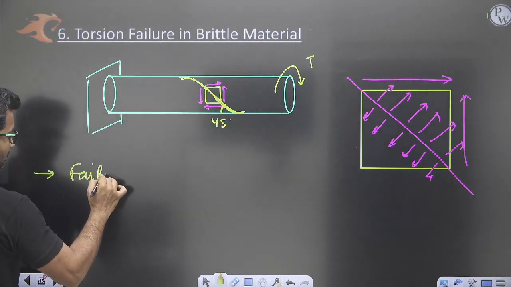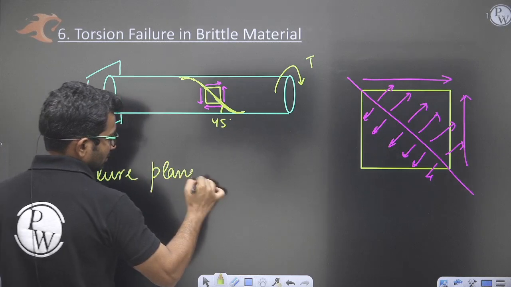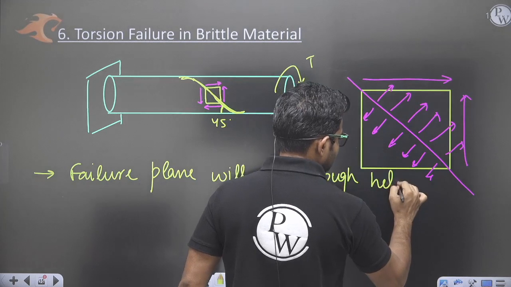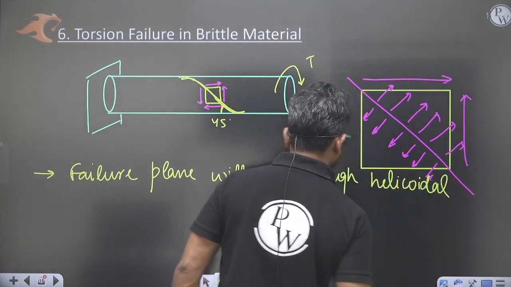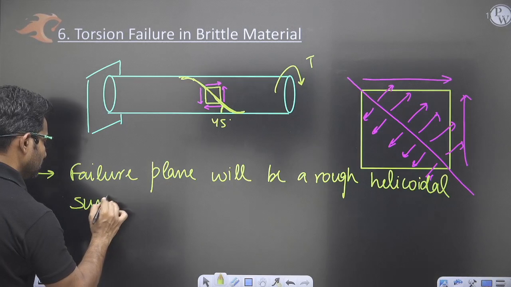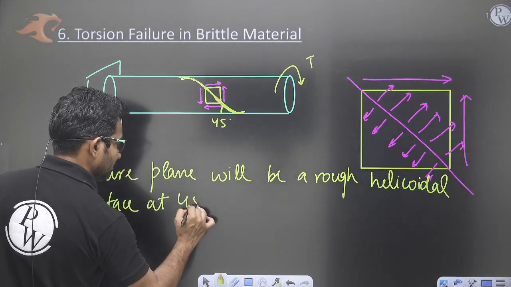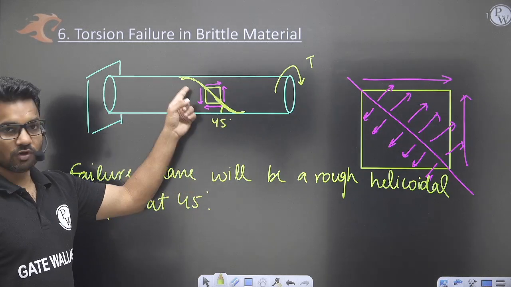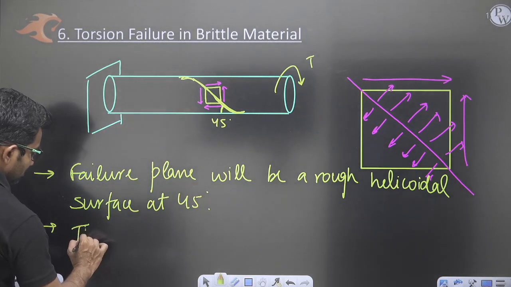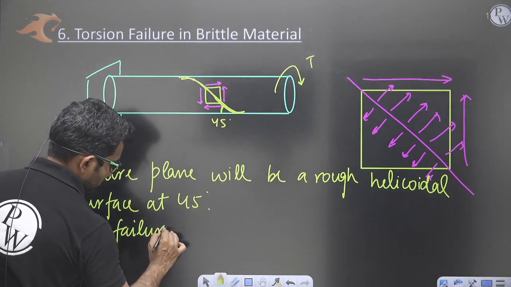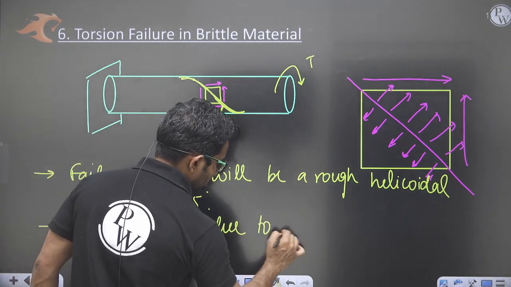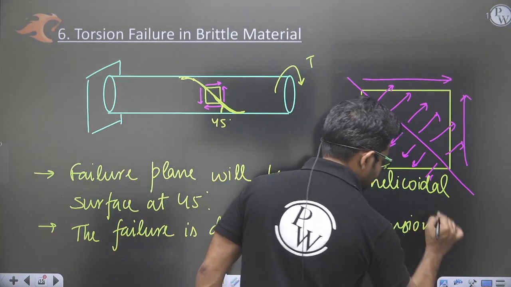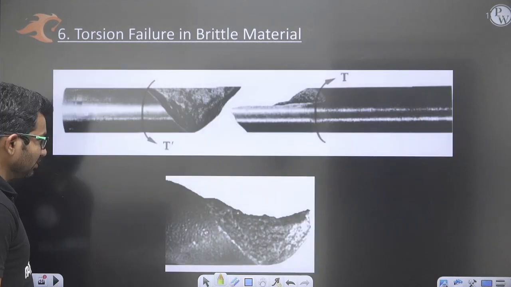So write down: failure plane will be a rough helicoidal surface at 45 degrees. Then the failure is because of tension, diagonal tension. The failure is due to diagonal tension, right? Okay, so the failure surface will look something like this.